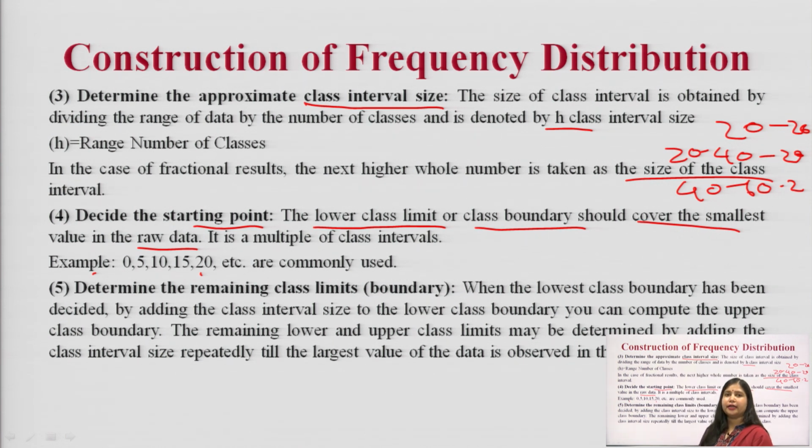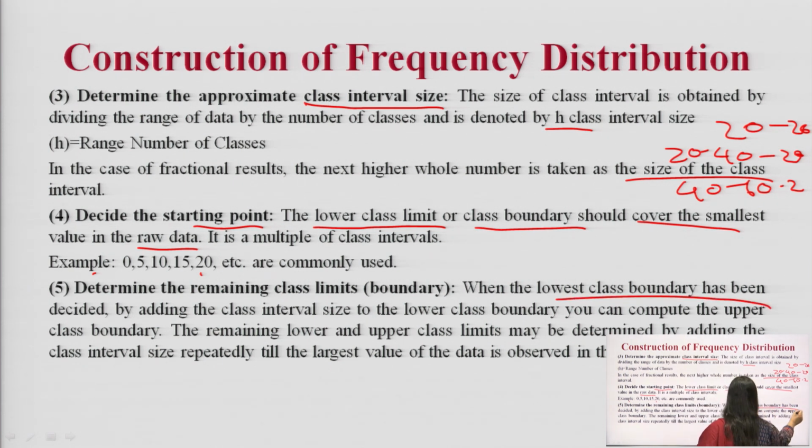Suppose you are collecting data and you want to classify on the basis of income group. For that, you have to decide what will be the lowest limit. Suppose you have decided that you are going to select a sample with a minimum of 2 lakh rupees per year. That will be your lowest class limit. Then determine the remaining class limits or boundaries.